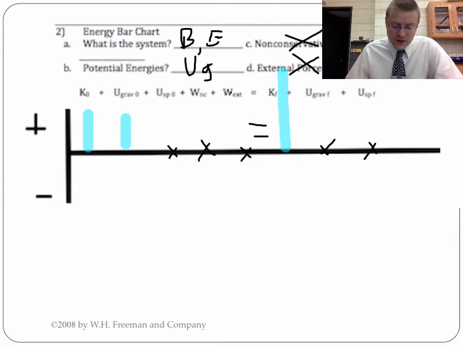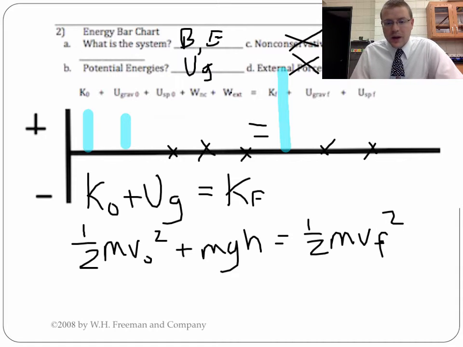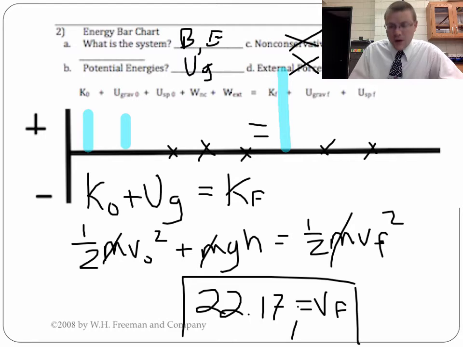So when I do this, I can set up my mathematical equation. And looking at what we have here again, the mass is the same all the way through. And the things I know are my starting height, 12 meters, and my starting kick speed, which is 16 meters per second. And all I'm going to look for here is the VF. So after all is said and done, when the ball reaches the ground here, it'll be going 22.17 meters per second as it strikes the ground.